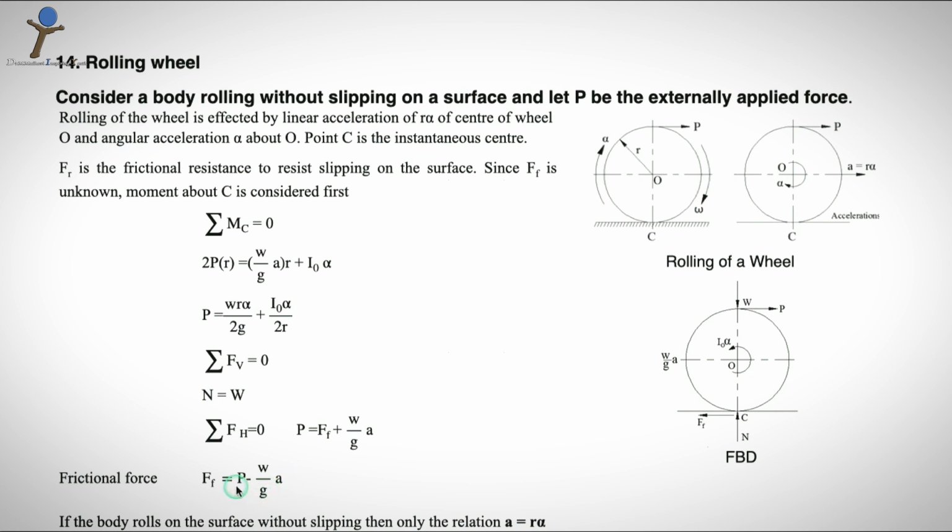That means the frictional force is a function of the applied force, the weight of the wheel, gravity, and the acceleration acting on the body. So if the body rolls on the surface without slipping, then only the relation A is equal to R alpha holds good.